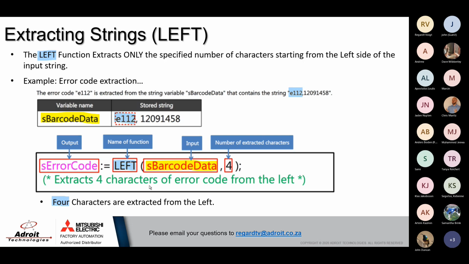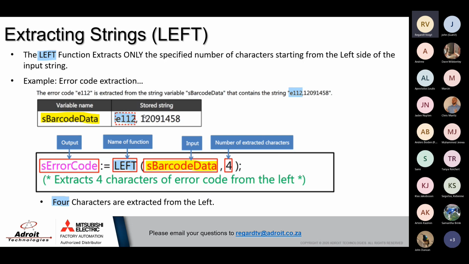So you take the left, the first four left characters of your string variable being scanned. This value can obviously be updated by the number of characters that you want to read. Let's say you want to read the first two characters, that would be 2. And then when you do that, you will extract the error code and store the error code in this variable. So that's one example to do that.